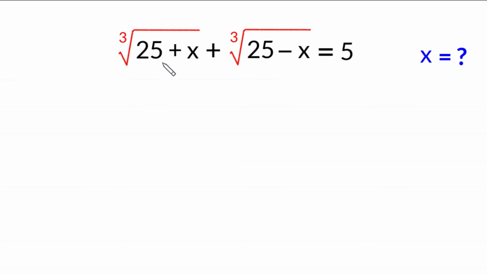Cube root of 25 plus x plus cube root of 25 minus x equal to 5. Our job is to find all possible values of x.